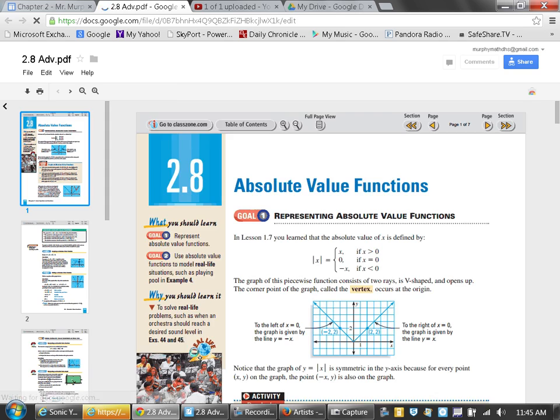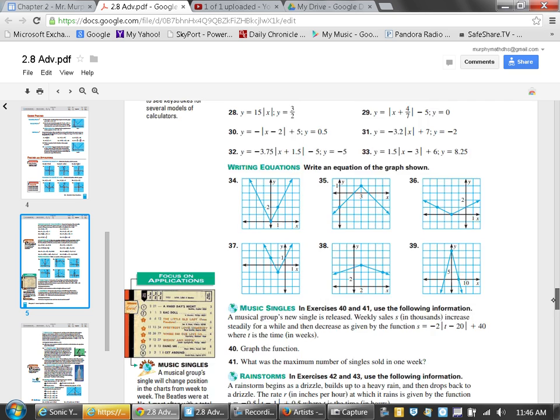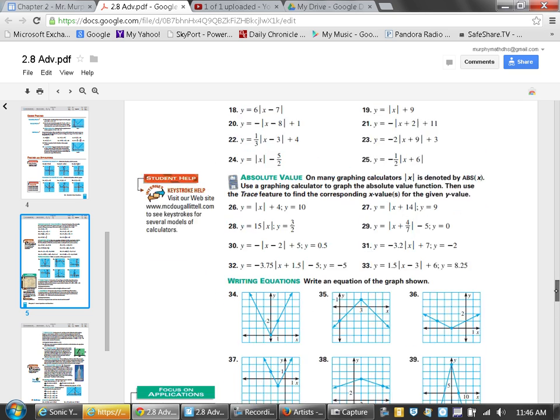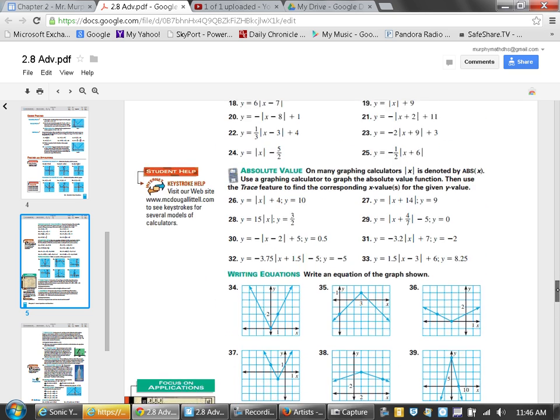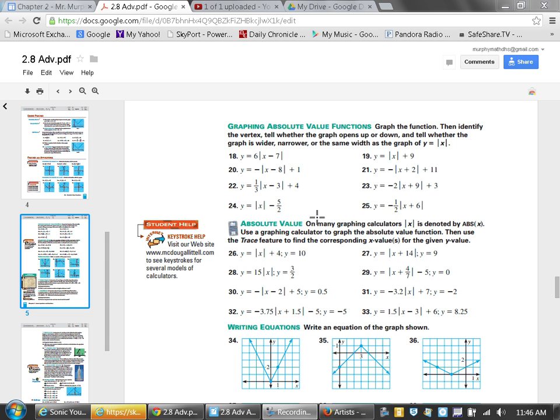Section 2.8, I believe it's on page 112 or 126. Alright. 126. Okay, begin.